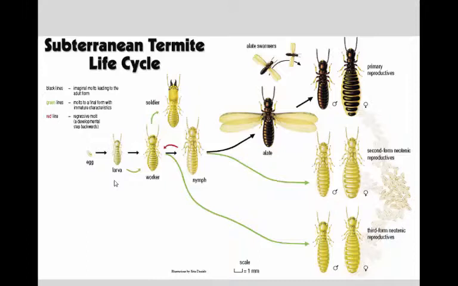Whatever the colony needs, if the colony needs more eggs to expand it, workers can be modified into secondary reproductives. If the colony is large enough and sustainable enough, it can reproduce and produce new primary reproductives. Those would be the swarmers that leave that colony. And so, as you can see here, according to the colony needs, it can be very plastic.